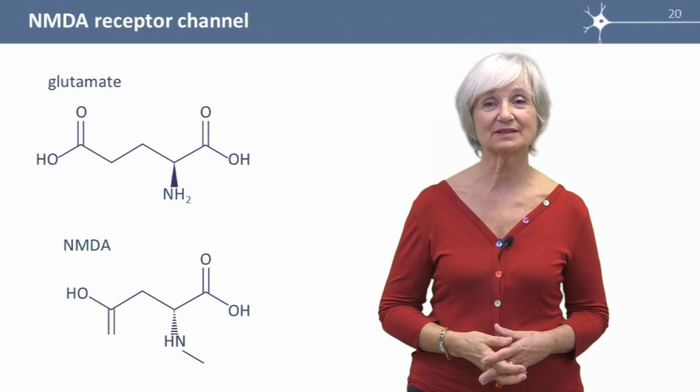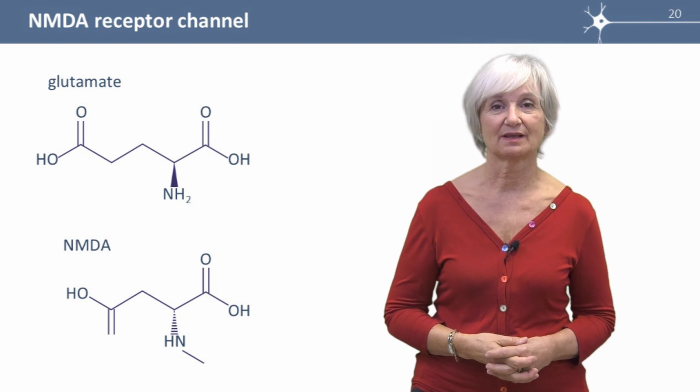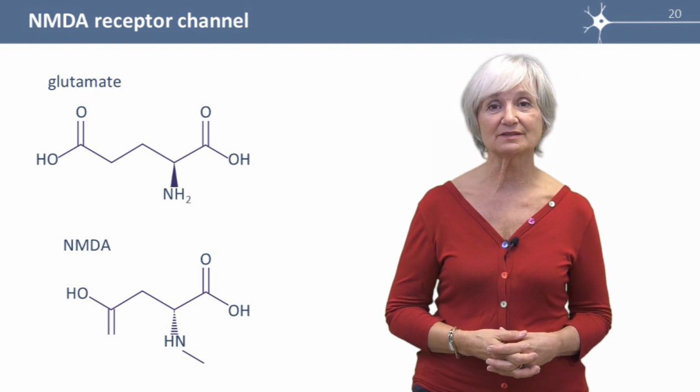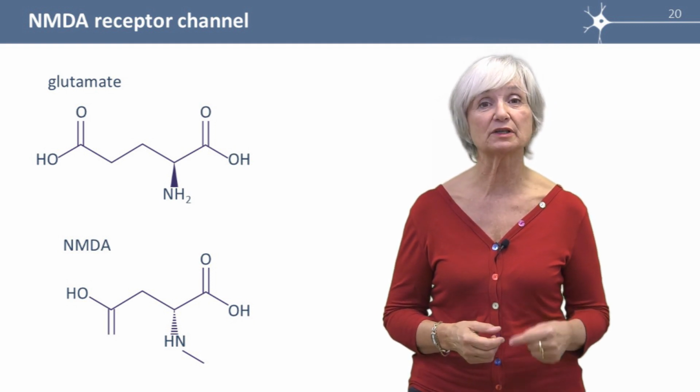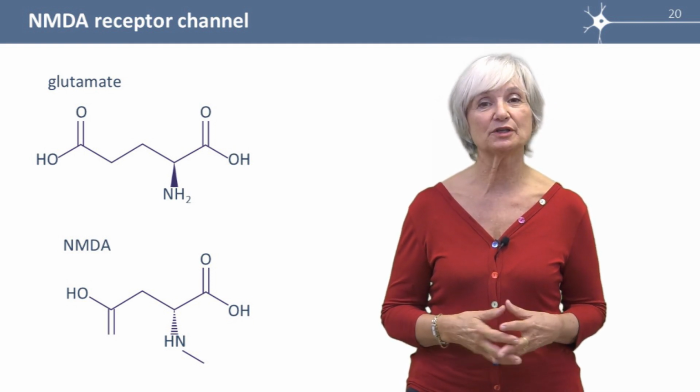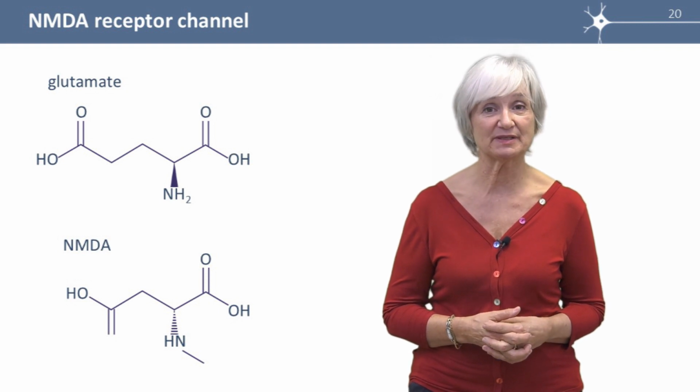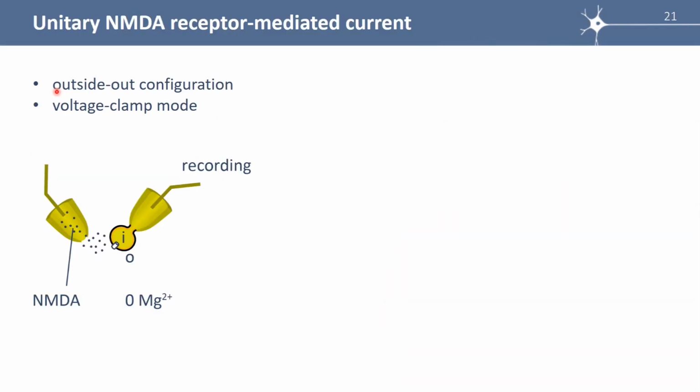Let's study now the NMDA receptor channels. These receptor channels are opened by glutamate and by NMDA. But if we want to record their activity only, we use NMDA, which is their specific agonist. To record a unitary NMDA current, we select the outside-out configuration and we record in voltage clamp mode to record a current. We apply NMDA in the extracellular medium to open NMDA channels and NMDA channels only.